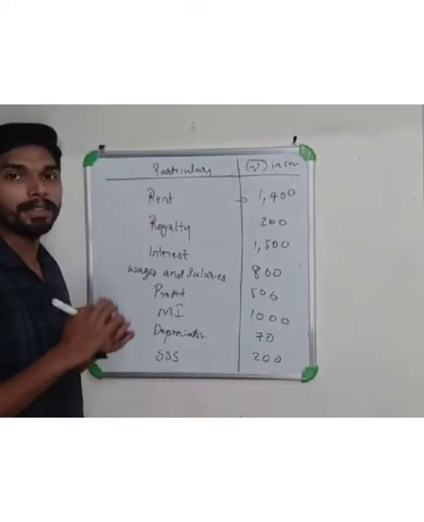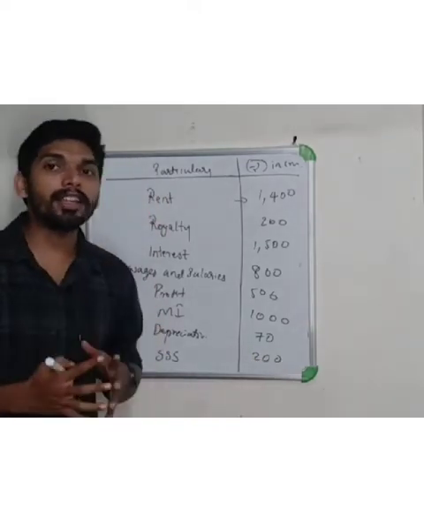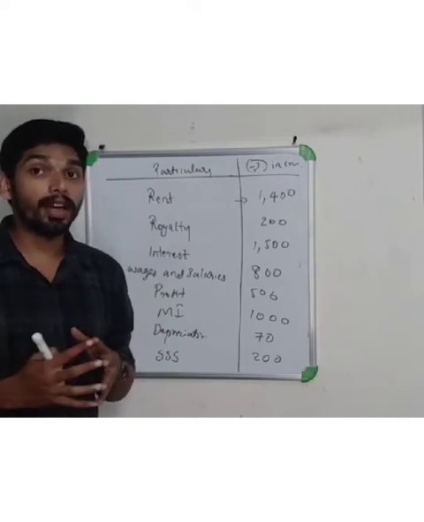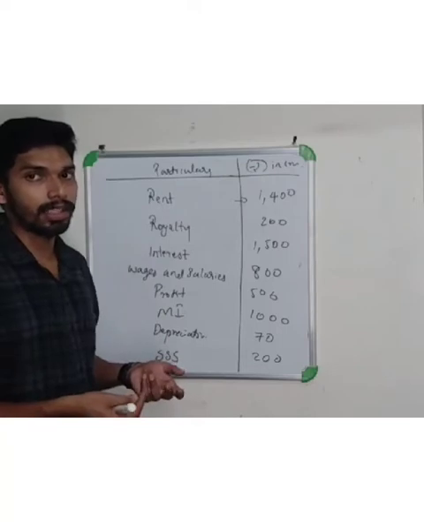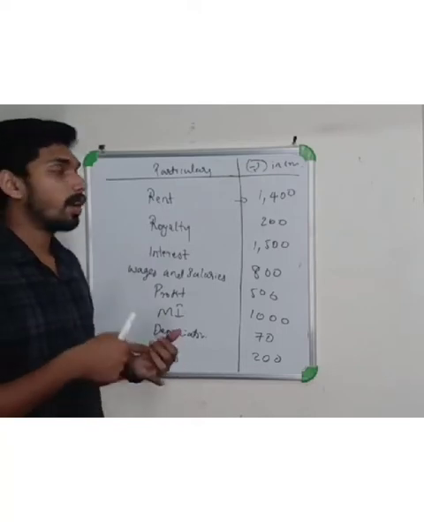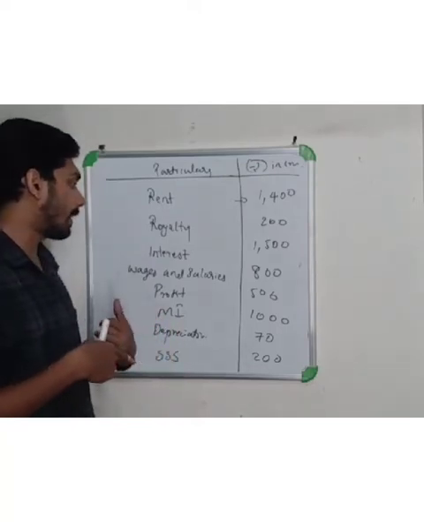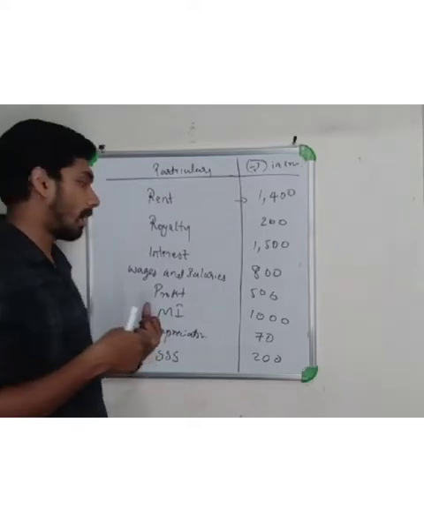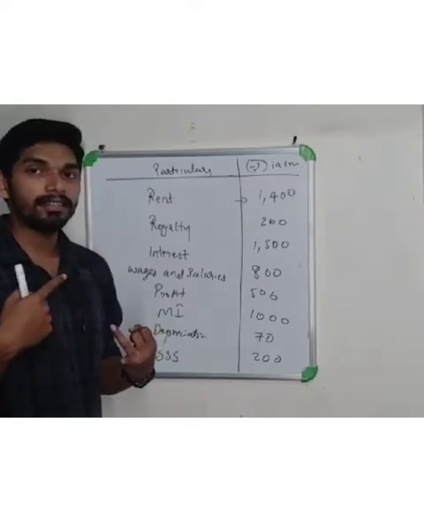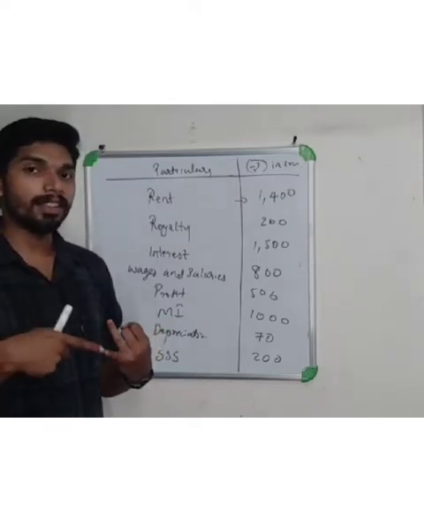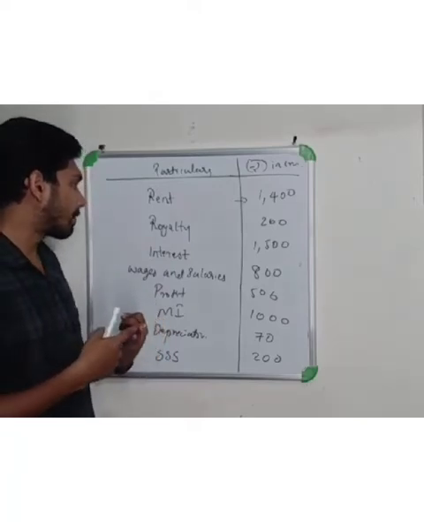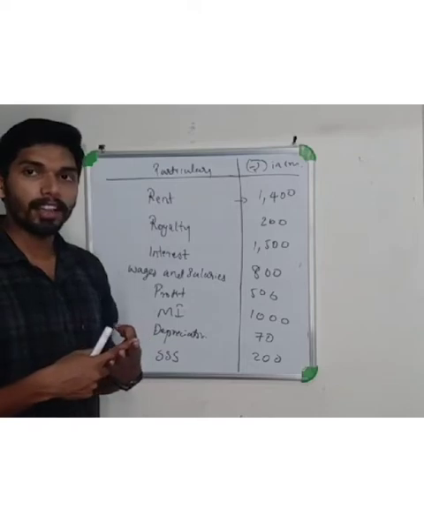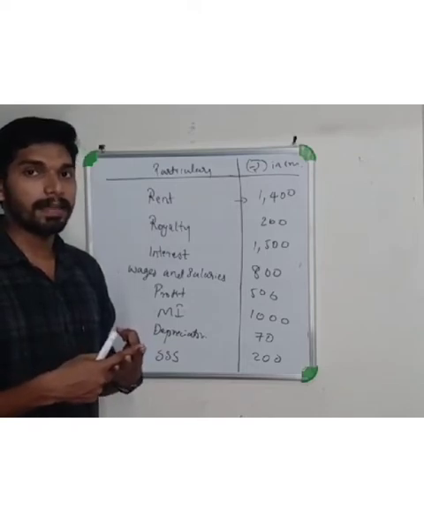From this table, we have to find the net domestic product at factor cost, NDP at factor cost: compensation of employees plus operating surplus plus mixed income.